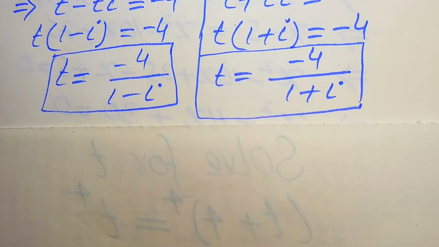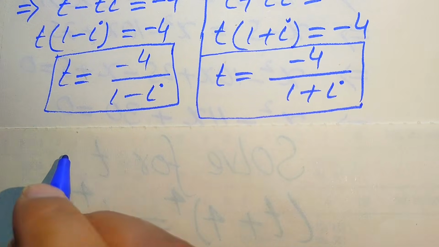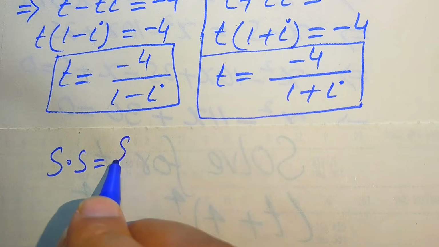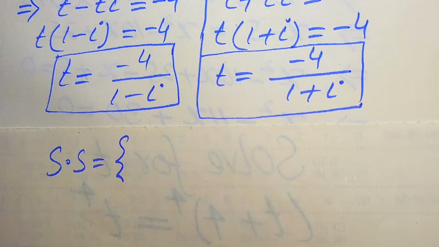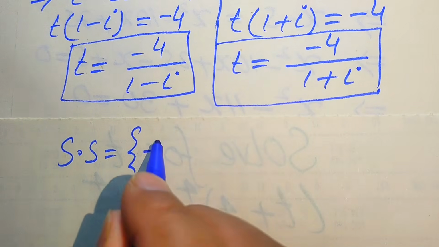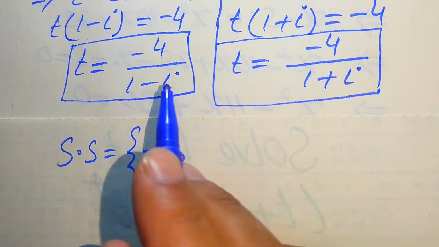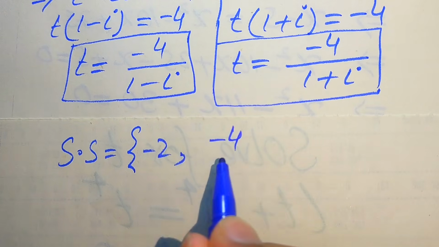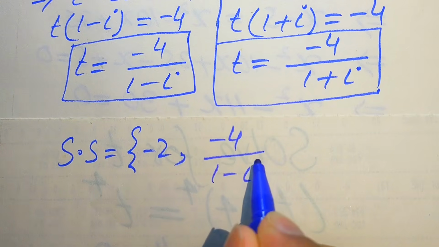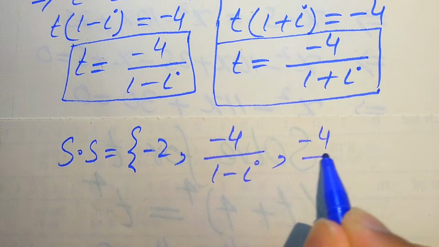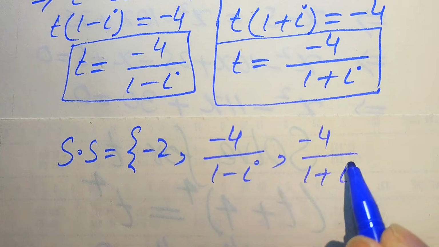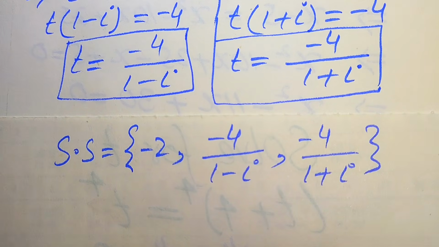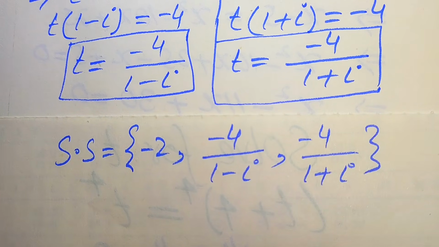So finally we have three roots of the given equation, so the solution set of this problem is equal to minus 2. This is the first real root, and the other two roots are complex roots. So these roots are minus 4 divided by 1 minus iota, and minus 4 divided by 1 plus iota. So these are the total three roots of the given equation, and this is our final answer of this question.